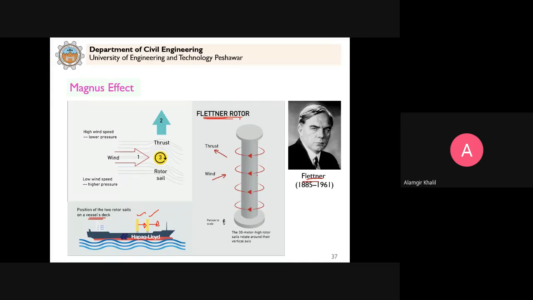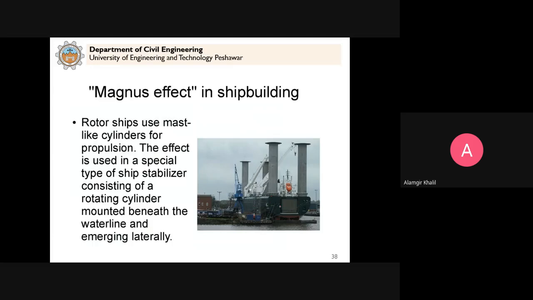Clear? And then it was used in ships. You can see here the Magnus effect in shipbuilding. So rotor ships were used. This was done in the 1920s, I think. And you can see mast-like cylinders for propulsion to push this large vessel, which is floating on water, in the forward direction. The effect is also used as a special type of ship stabilizer consisting of a rotating cylinder mounted beneath the waterline and emerging laterally.